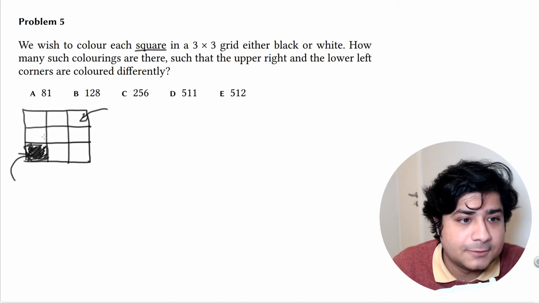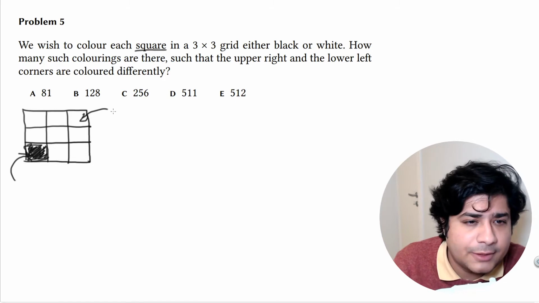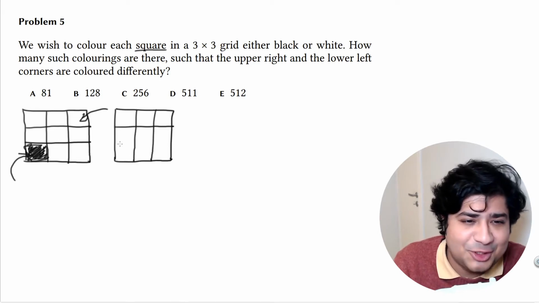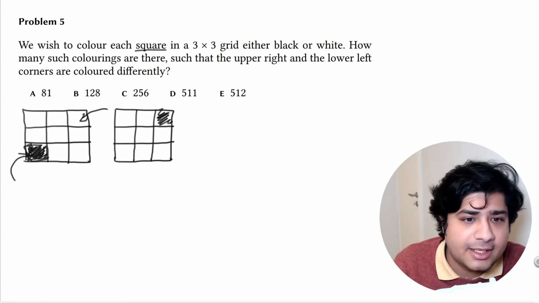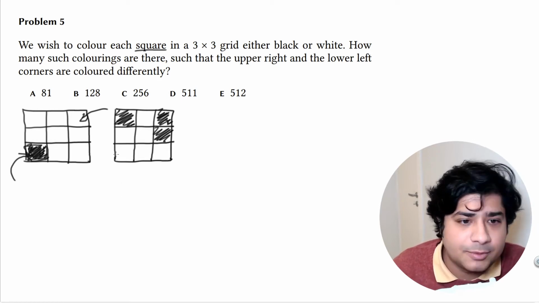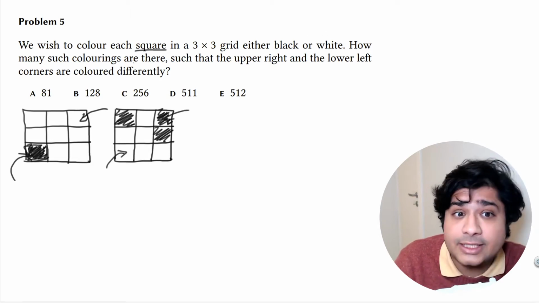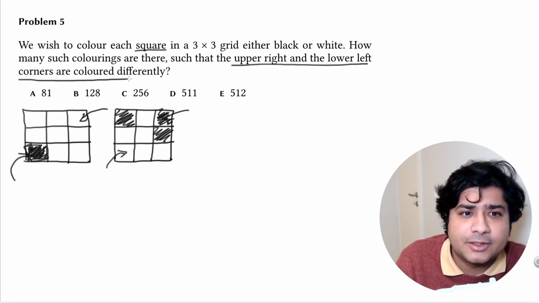Because here you have black and here you have white and everything else is just white. That would be one of them. Let's try another one. It's taking me a lot of time to draw these. So let's say that this one was black, and then this one was black as well, and then this one was black. And yeah, that's another option, right? So this one is white and this one is black, which satisfies the criteria that they give us. So that's going to be another one of those possibilities.